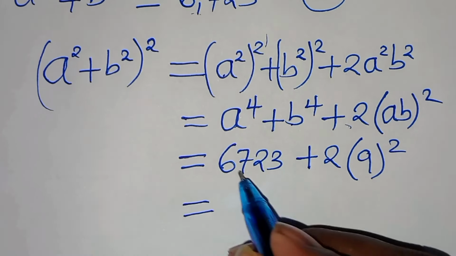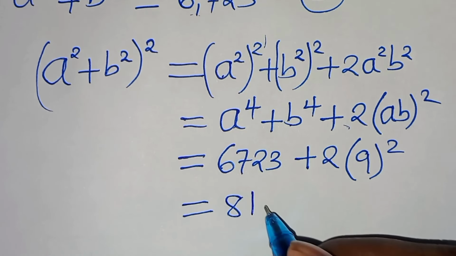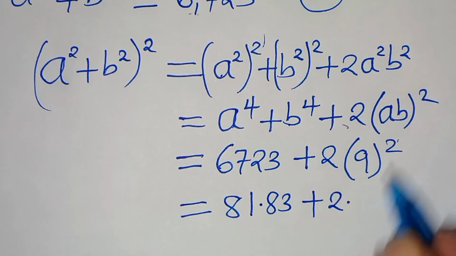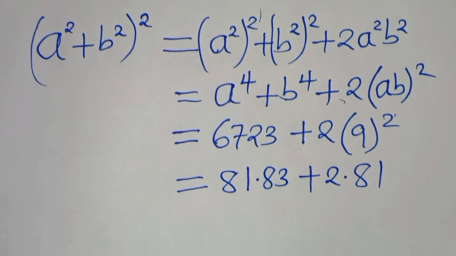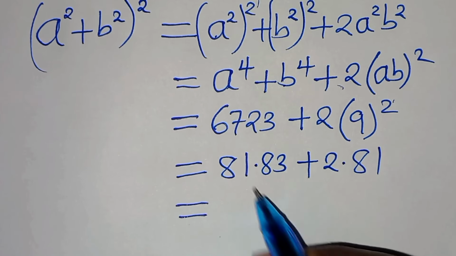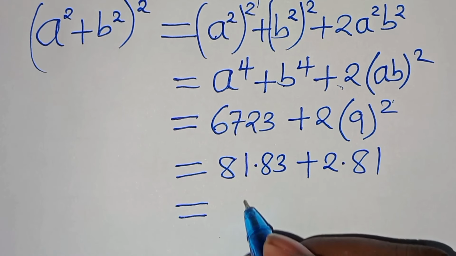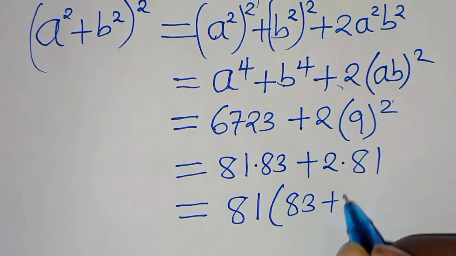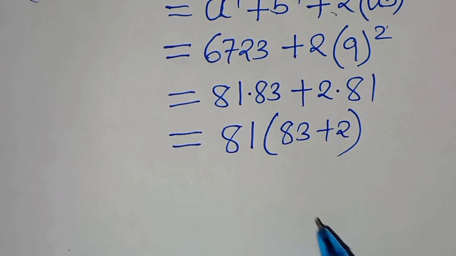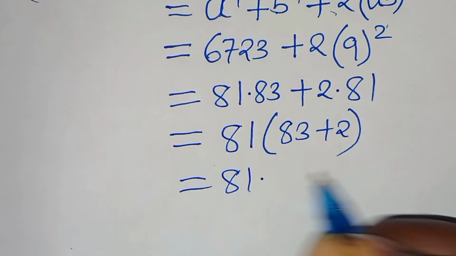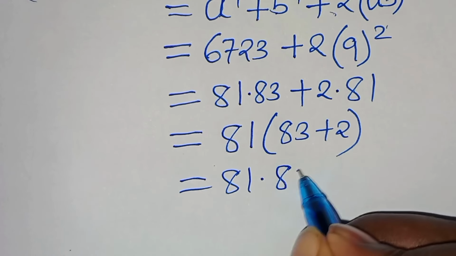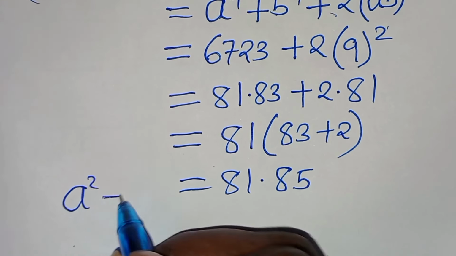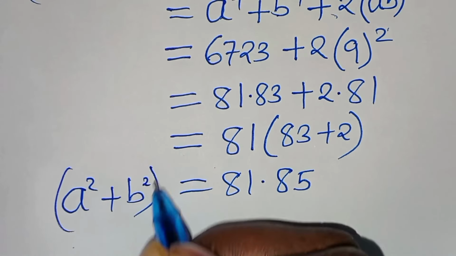So here we have 6723, which is 81 times 83, then plus 2 multiplied by 9 squared, which is 81. So you find that 81 is common here, so let's factor out 81, so that now here we have 83 plus 2. So again here we have 81 multiplied by 83 plus 2, which is 85. And this is what we have. This is (a squared plus b squared) raised to the power of 2.